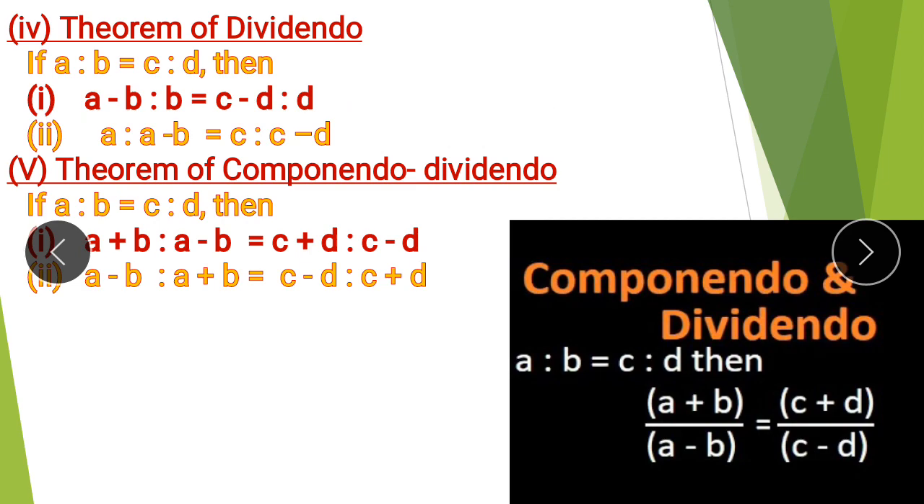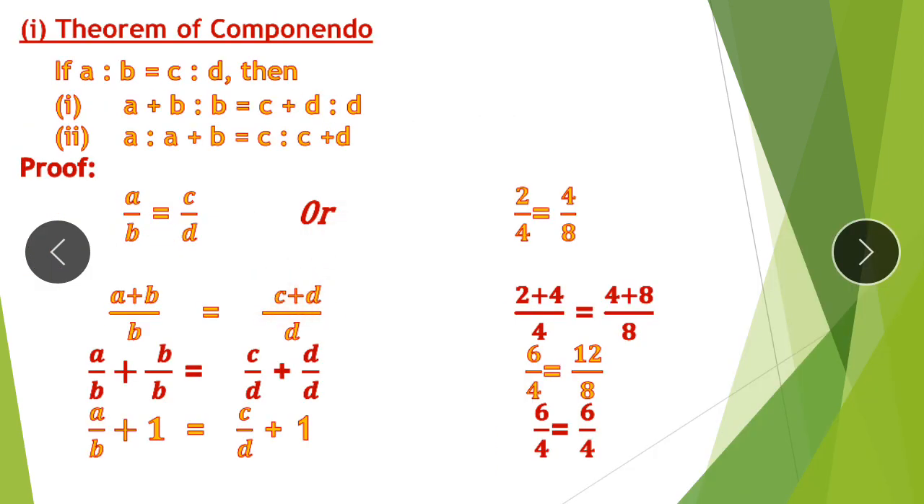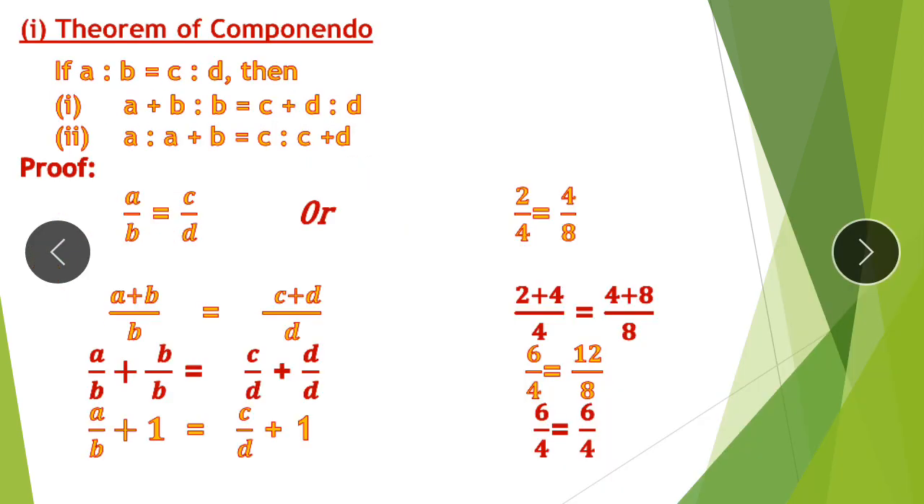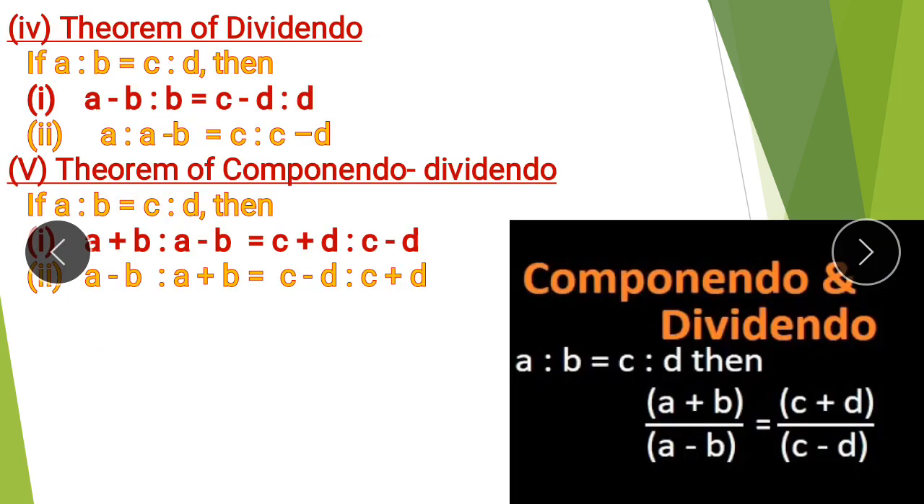Same is the case with c plus d, which we get from here, and c minus d from here, and d gets cancelled here by division. So the componendo and dividendo theorem is here. It means if a ratio b equals c ratio d, then a plus b ratio a minus b equals c plus d ratio c minus d.